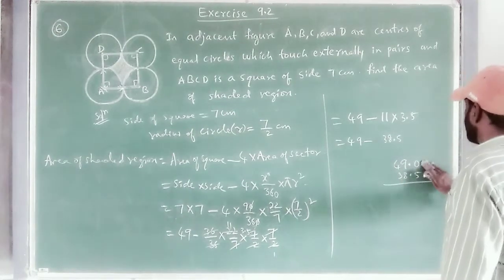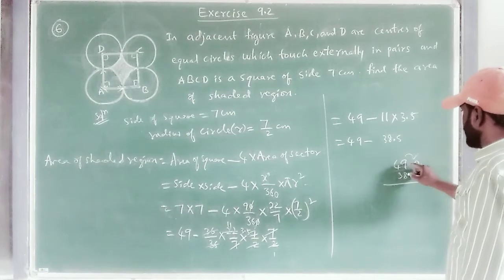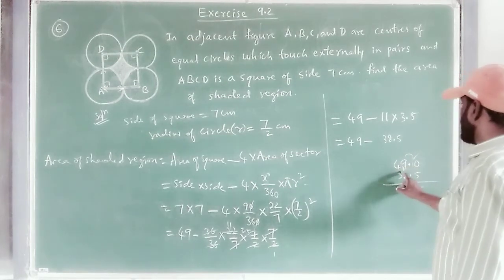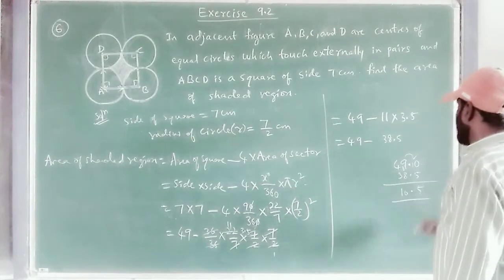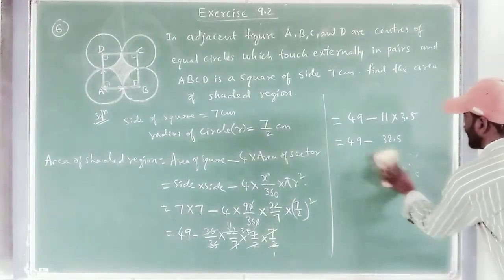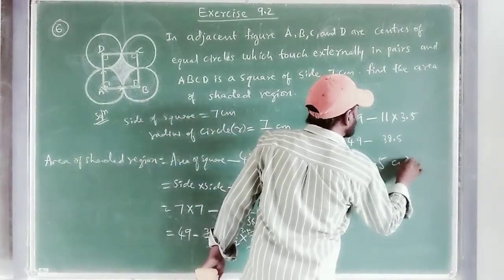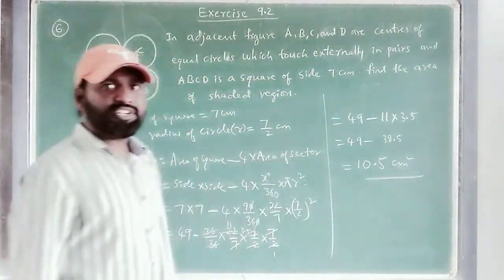So what will be remaining? Here 0, taking 1 borrow here, so 10 minus 5 is 5. Then the point. Here it will be 8, 48 minus 38 is 10. So 10.5 centimeter square. This is the area of the shaded portion.